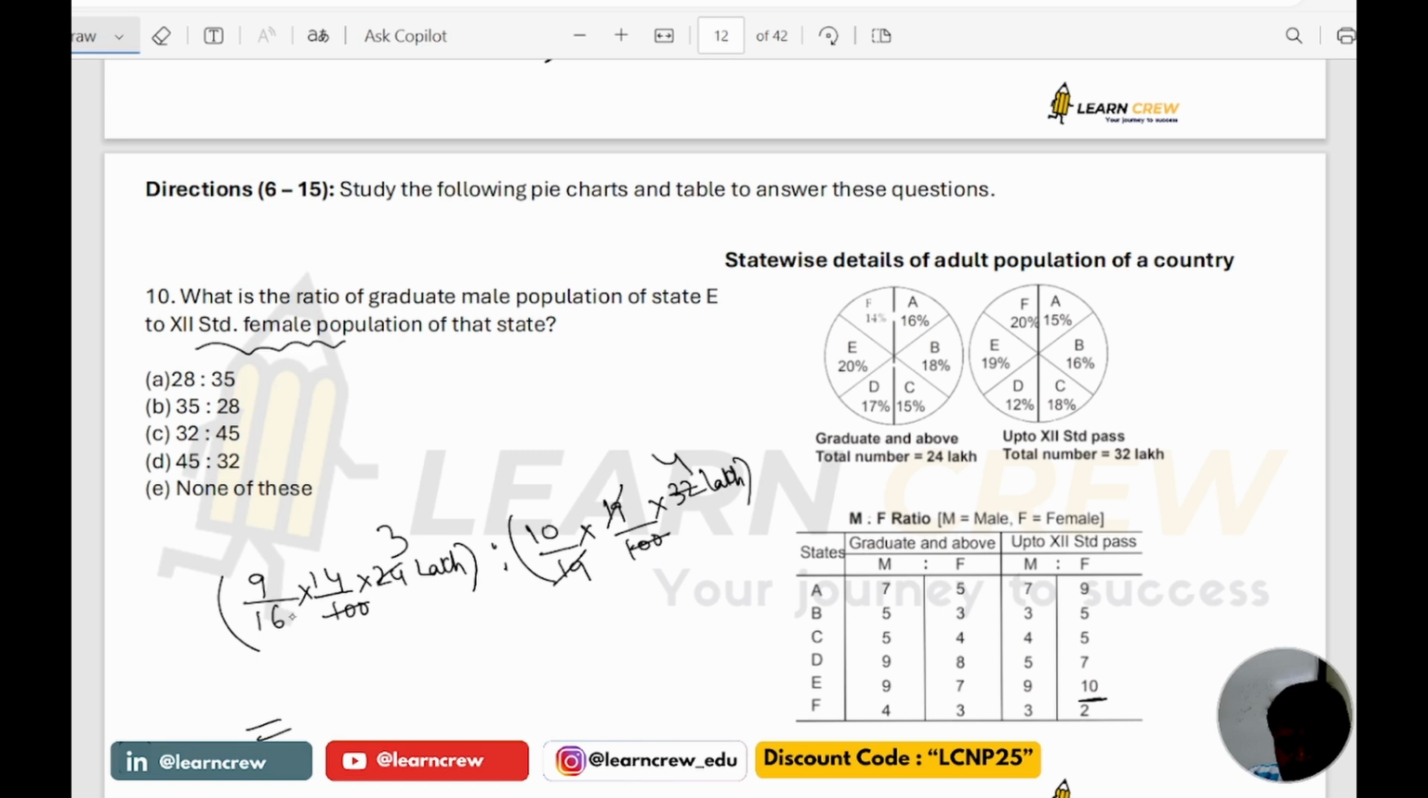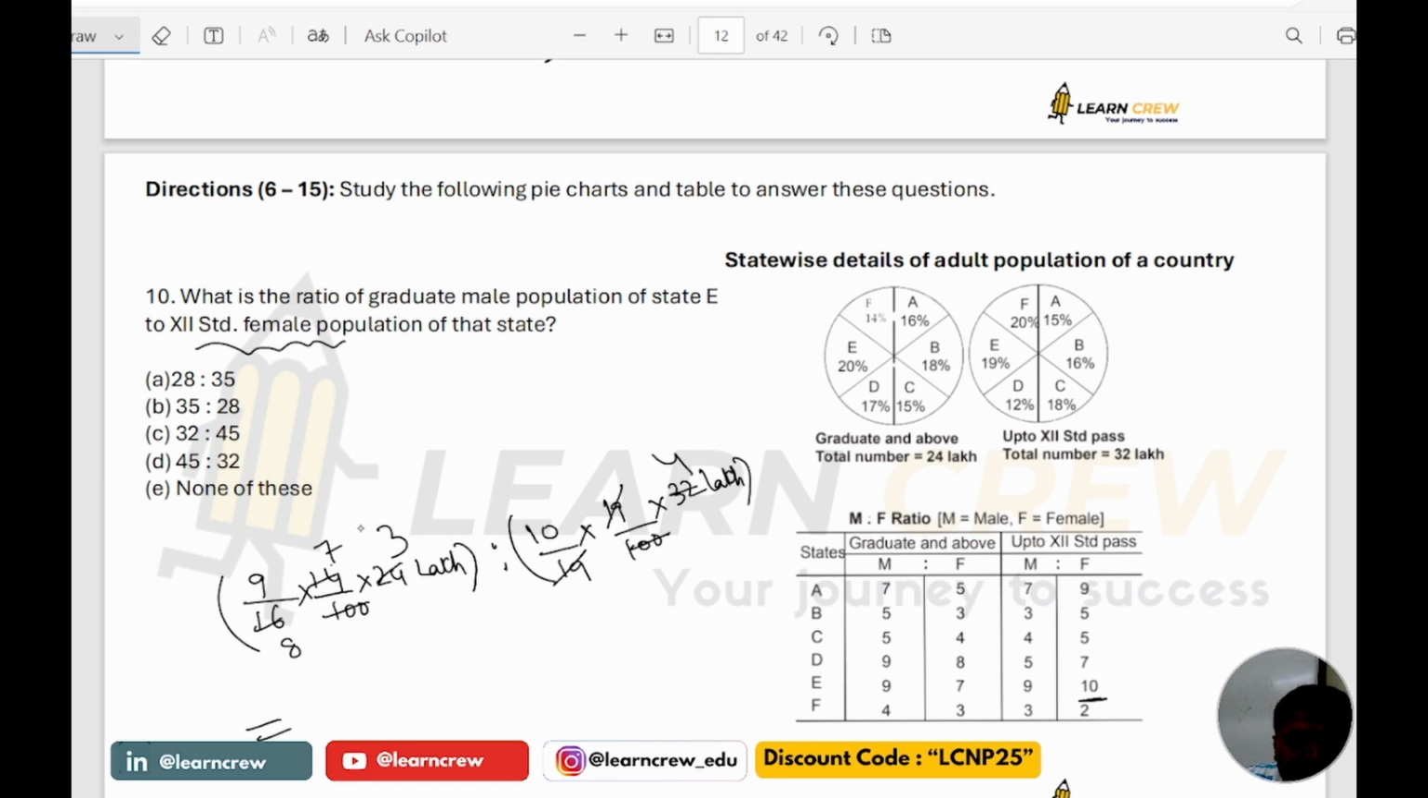2 8s are, yes or no? 2 8s are and 2 7s are. Now what have I got here finally? 9 7s are. Now any cancellation, anything more? I am not getting anything more here. So what is the value I am going to get here for question number 10? 9 7s, is any cancellation happening or not? Am I correct here or not? What is the ratio of graduate male population of state E? It is 9 by 16th of.